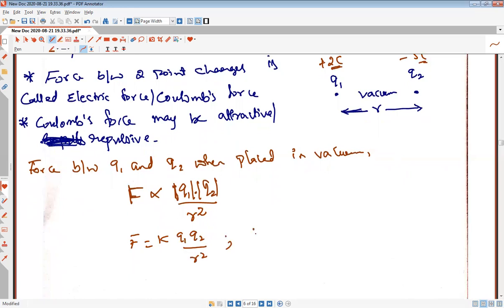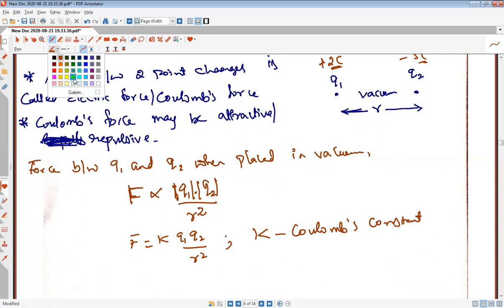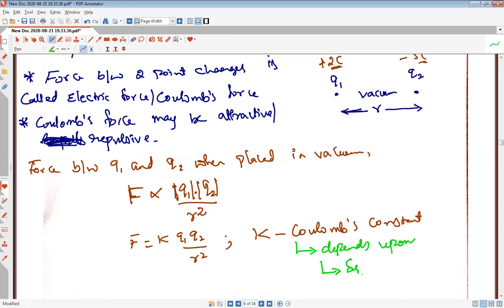I have told you K is Coulomb's constant. We have discussed the nature of this Coulomb's constant. This Coulomb's constant depends upon two quantities. One is the system of units used.